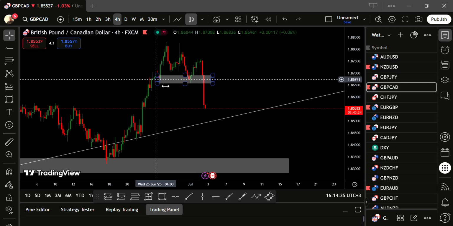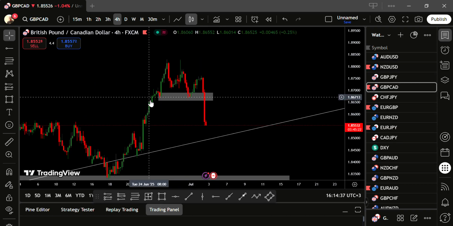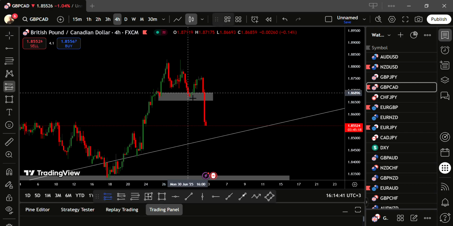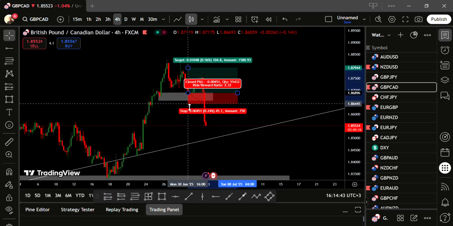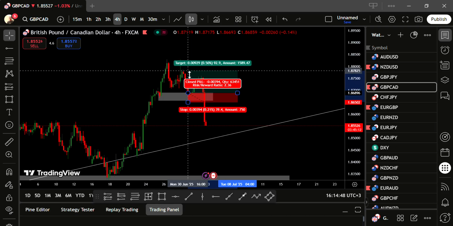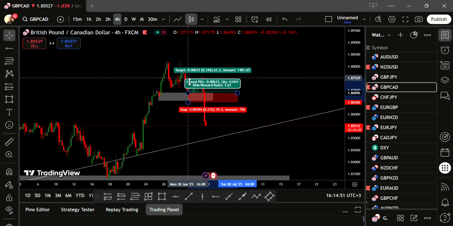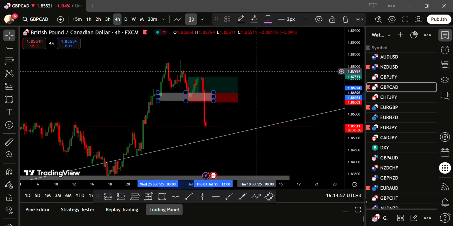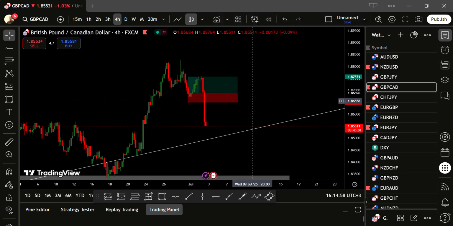GBP card, it happened here, you see, but this one was a rally base rally. So you enter from here, then put your stop losses below, target the previous high, that is 1 is to 2.6, but it gave you 1 is to 1.667 pips, and then you moved your stop losses above break even, and they were hit. And that is it, guys.